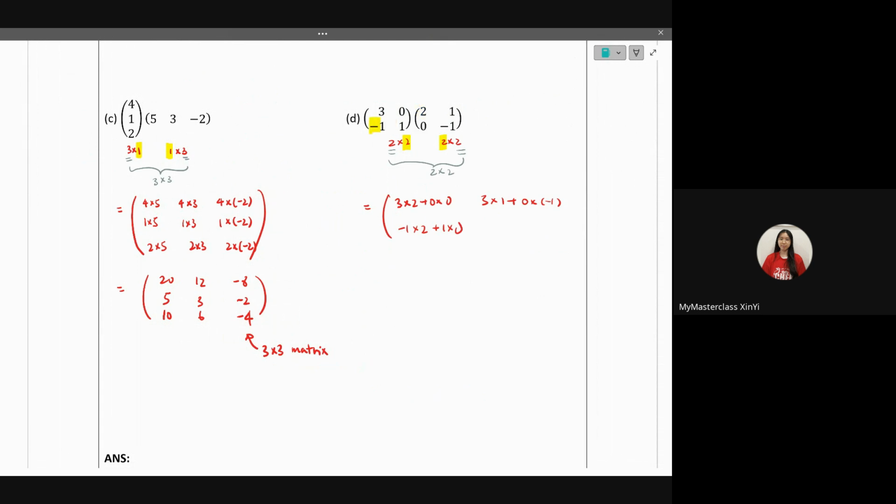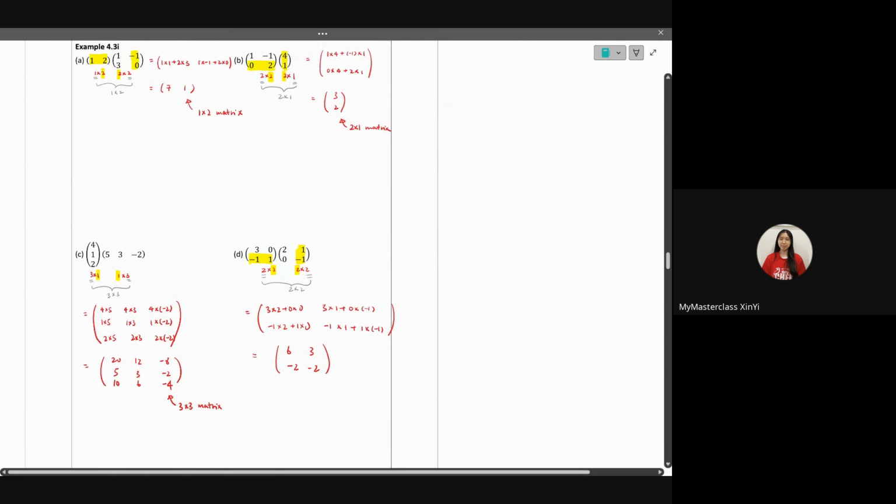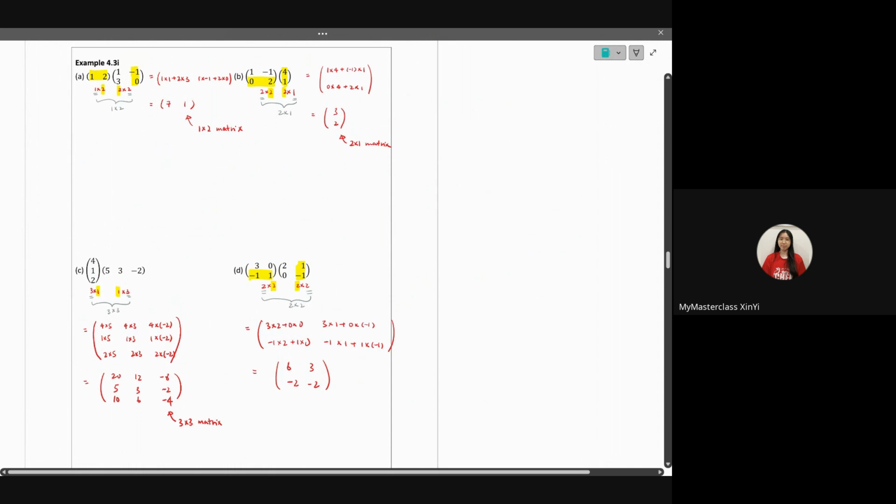Then second row, second column, -1 times 1 plus 1 times -1. Then you're going to get 6, 3, -2, -2. So that's for matrix multiplication. The key thing here is to always start by writing the orders down to see whether it's possible first. From there you can also check that your outcome matrix should be of a certain order.